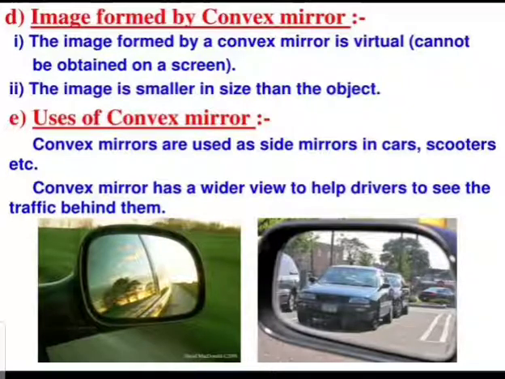Now uses of convex mirror. Convex mirrors are used as side mirrors in cars, scooters, etc. Convex mirror has a wider view to help drivers to see the traffic behind them. So these are mostly used as the side mirrors of vehicles like cars, scooters, trucks, buses, so that they can help to see a wider area in a small image only. It is very helpful for the driver.